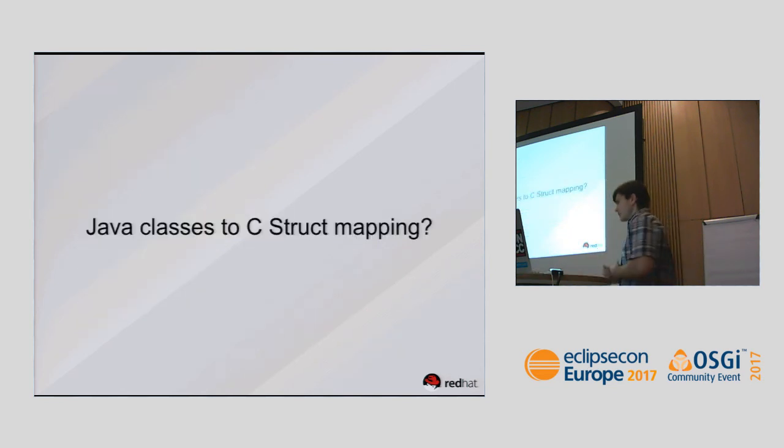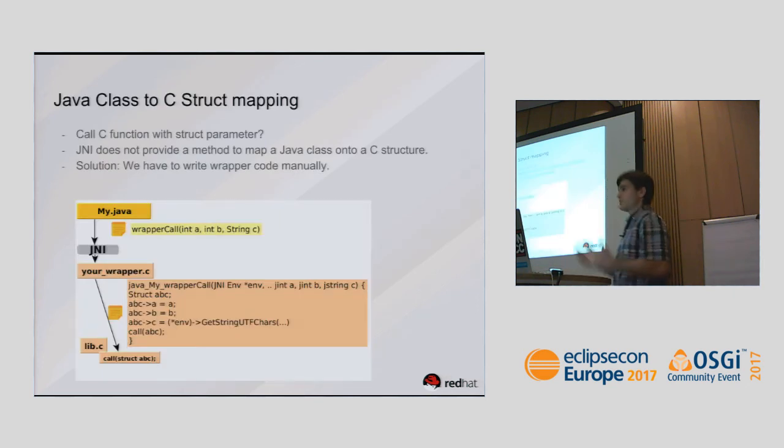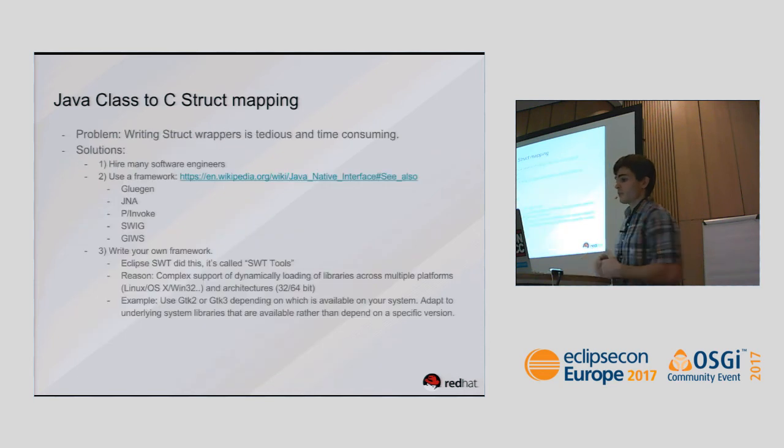So the next thing that often comes up is how do you map a Java structure, a class, to a C struct and vice versa with JNI? The answer is you don't. You have to write the wrapping code yourself manually. So you basically take each individual field and pass it to C, or inside C you have to manually pull everything out. This gets very tedious very quickly when you have a lot of structs.